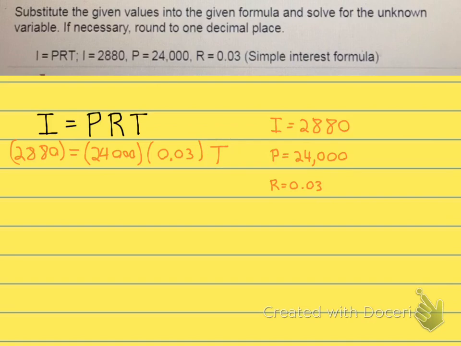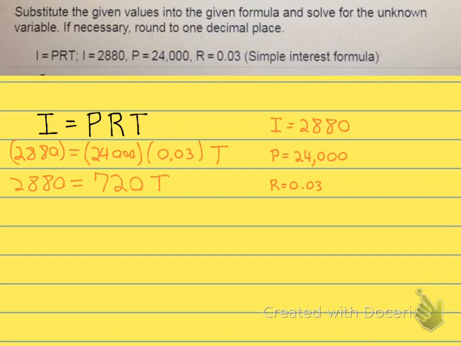So you can do a few things from here, but I think what I'm going to do is go ahead and multiply these two things together. This is 24,000 times 0.03 times T. So I'll pick up my calculator, 24,000 times 0.03. And that gives me 720. Drop down the T, drop down the 2880.